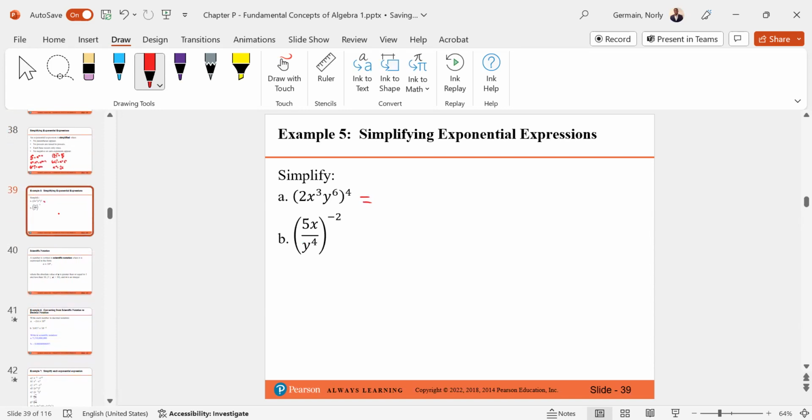When we simplify, we give each of them their own exponent: 2 to the power 4, x to the power 3 to the power 4, y to the power 6 to the power 4. 2 to the power 4 is 2 times 2 times 2 times 2, which gives you 16. A power of a power, we need to multiply. 3 times 4 is 12. For y, 6 times 4 is 24, because we multiply the exponents.